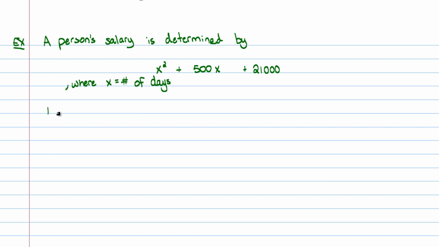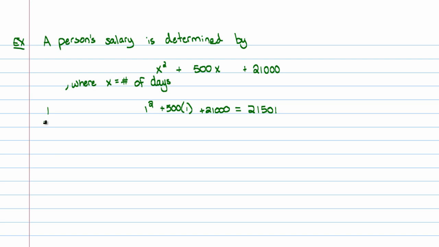Well, okay, day 1, you would let x equal 1, so you get 1 squared plus 500 times 1 plus 21,000. Now, this is a great job, by the way, because day 1 you get $21,000 plus an extra $500, so that's 21,500 plus an extra dollar, so it's 21,501. Now, that extra dollar is chump change, right? You don't really care about that. But let's see what happens.